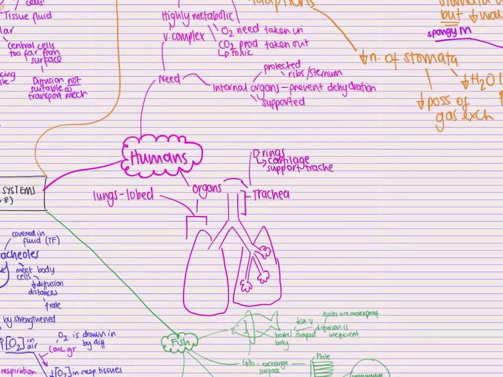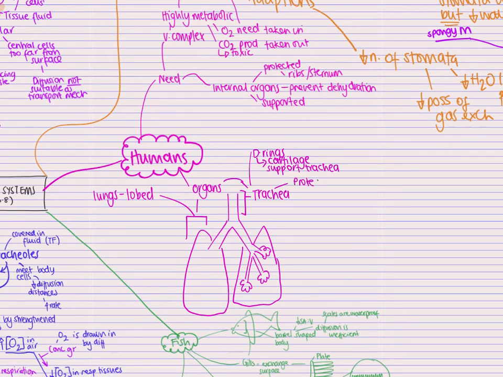And if you're not sure what I mean by support, if you feel on your neck just now, you should be able to feel the vibrations of you going like, ah, for example, but you should also be able to feel some little ridges. And those ridges are those D rings of cartilage. In the trachea, we've got some protective mechanisms as well.